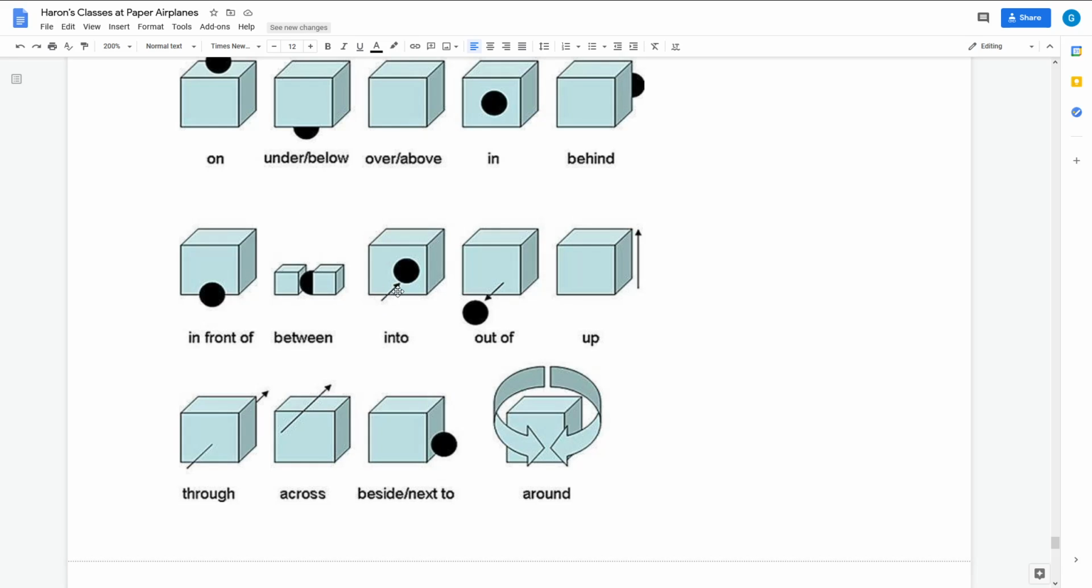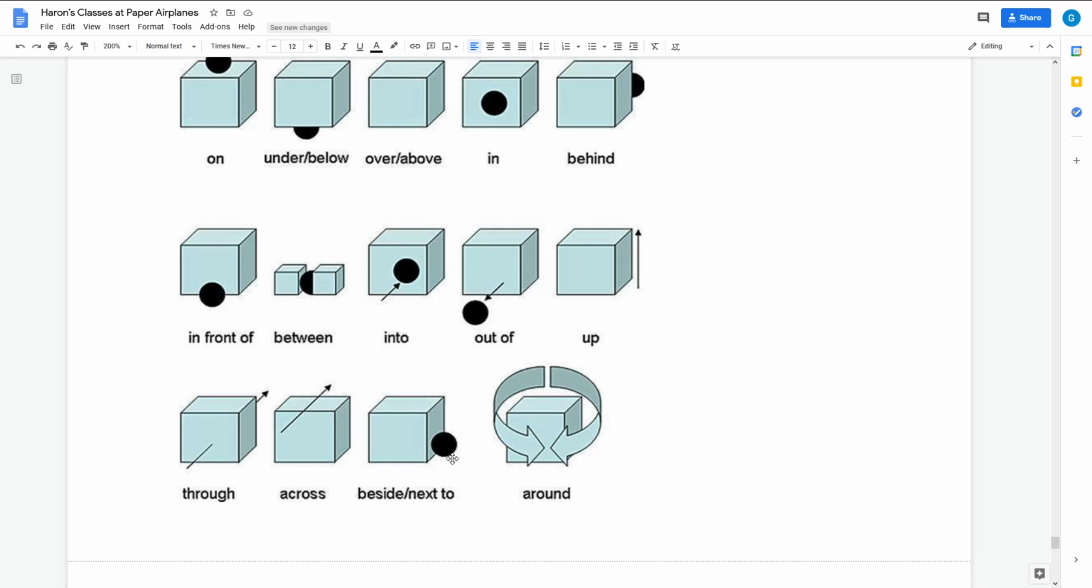Here, the diagrams with the arrow show us prepositions of movement. And here, the ball is moving into the box. It's going into the box. Here, the ball is coming out of the box. Sometimes we use two words with a preposition meaning. The arrow is going up the side of the box. This arrow is going through the box from one side to the other. This arrow is going across the box, across the top of the box.